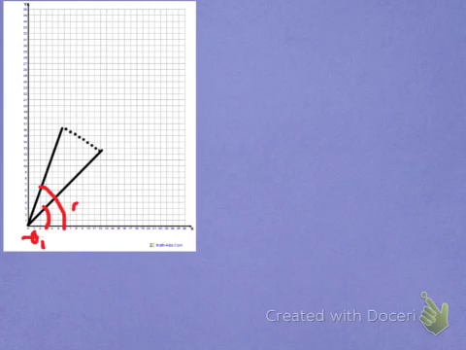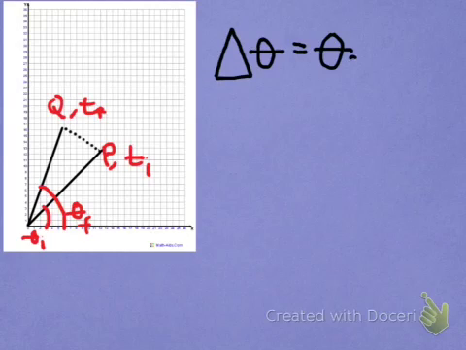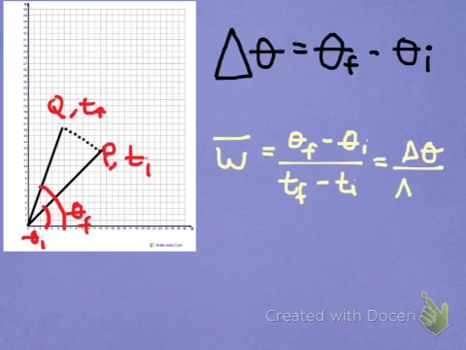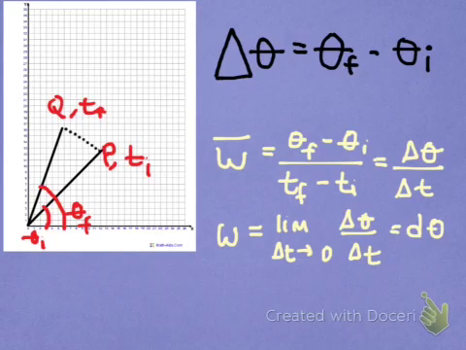Angular displacement is change in theta, which is final theta minus initial theta. Average angular speed is the average of rotational velocity, or omega, which is final theta minus initial theta over final time minus initial time, or change in theta over change in time. Instantaneous angular speed is omega, which is the limit as delta t goes to 0 of delta theta over delta t, or d theta dt.